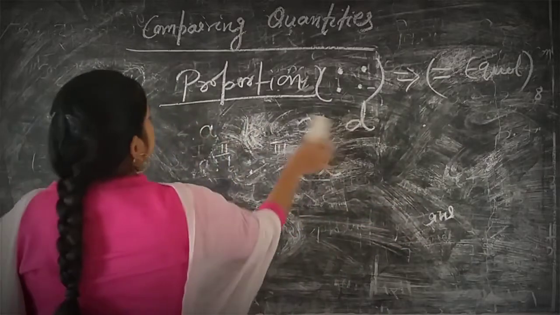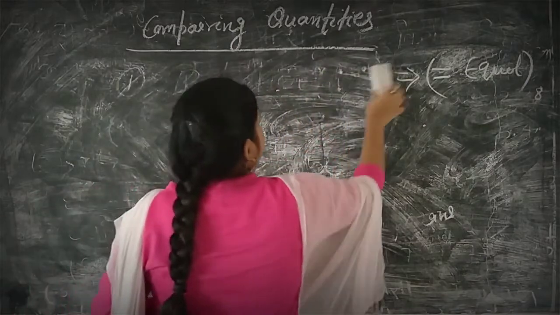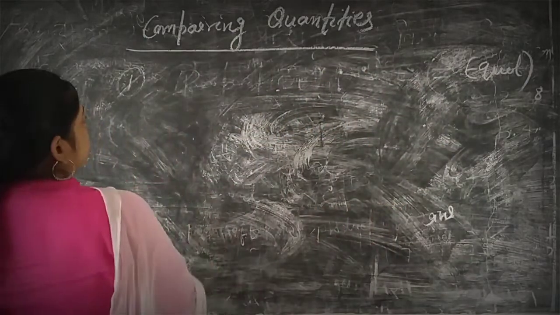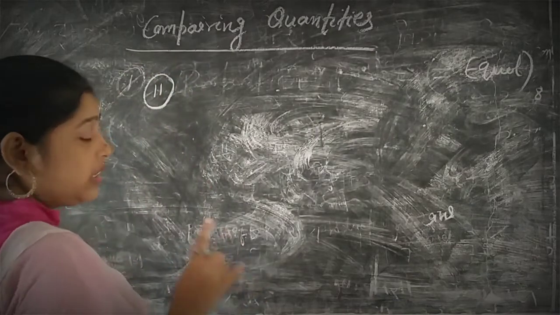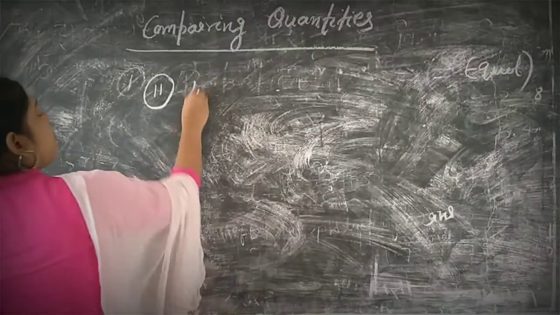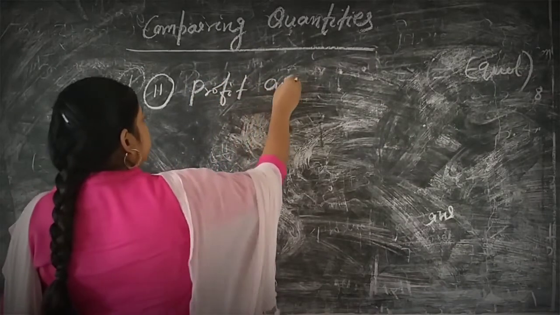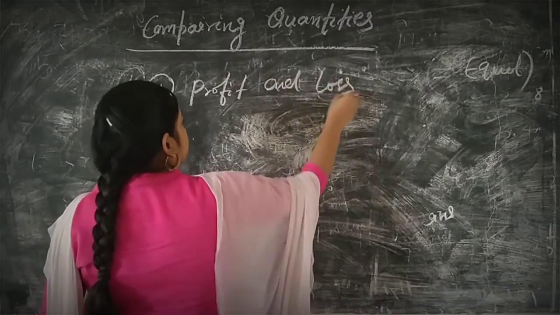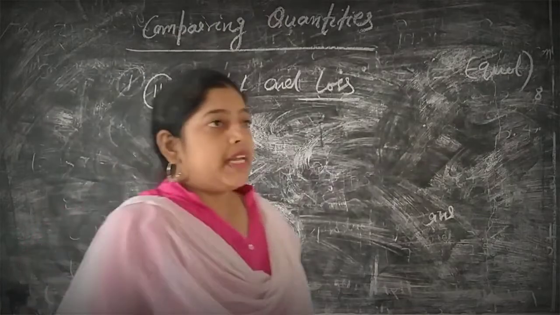Next thing, now we explain the second topic in comparing quantities, because there are three basic concepts. First is ratio, second is profit and loss. Dear students, now we explain profit and loss.